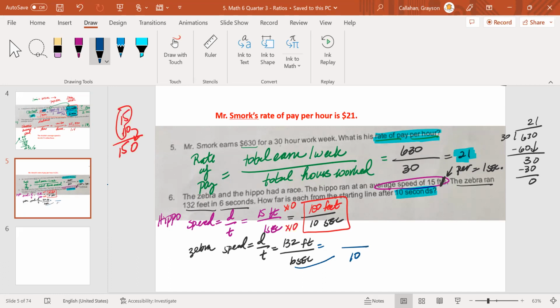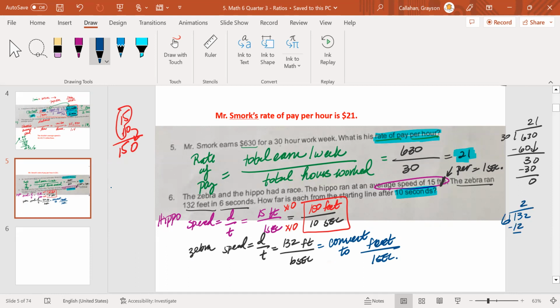Unfortunately, you can't go, oh, 6 times what gives me 10? Well, 6 times 2 is 12. Do you see that doesn't work? So then what you need to do is convert this to feet per 1 second. How do you do that? You just take 132 divided by 6, because that's going to be how many feet he ran in 1 second.